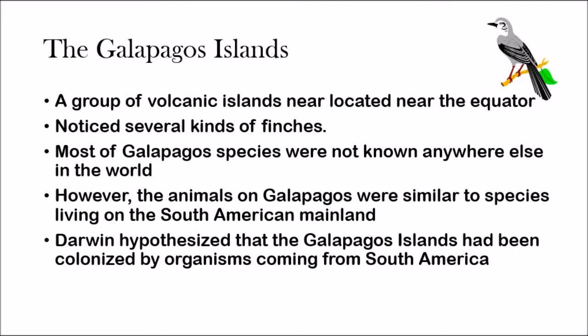However, the animals on the Galapagos Islands were similar to the species that lived on the South American mainland. So these species that Darwin found on the Galapagos Islands had similarities to the species which were just a few hundred miles away near the coast. So Darwin hypothesized that the Galapagos Islands had been colonized by organisms coming from South America.